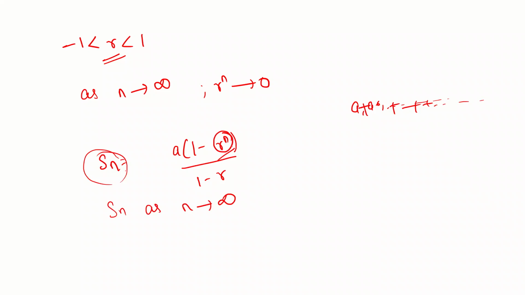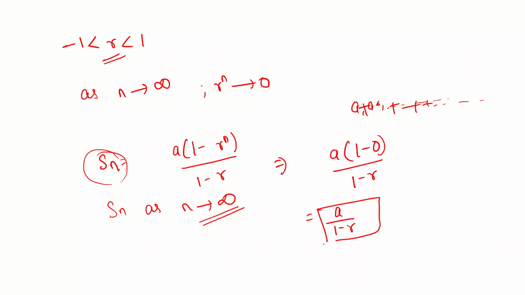Okay, so this will be somewhat near to 0 because I've already told you that when n tends to infinity, this r to the power of n tends to 0. So Sn in that case will be actually equal to a times (1 minus 0) divided by 1 minus r, which is equal to a by 1 minus r. This is the sum of an infinite GP series. That's it. So all you need to remember is the formula a by 1 minus r, where a is the first term and r is the common ratio. So this is the formula for an infinite GP.